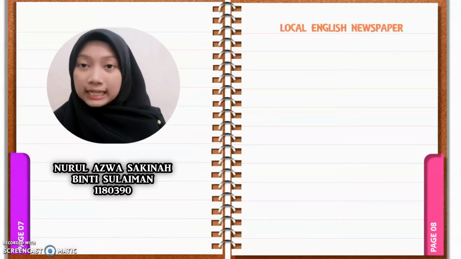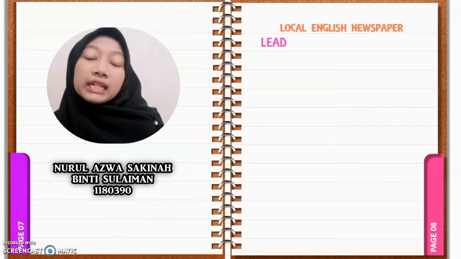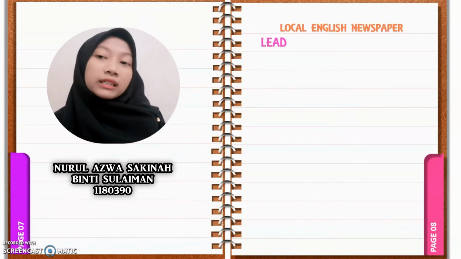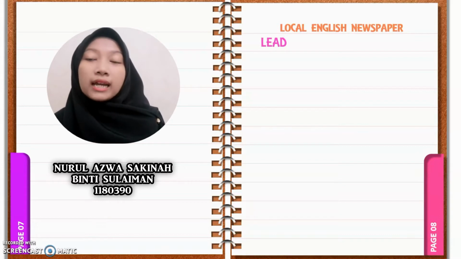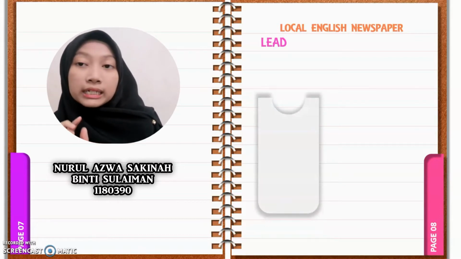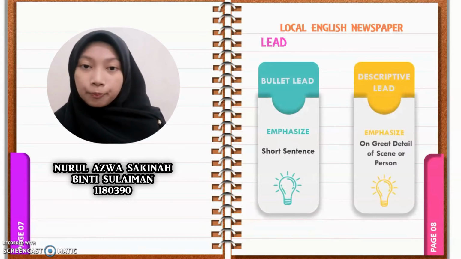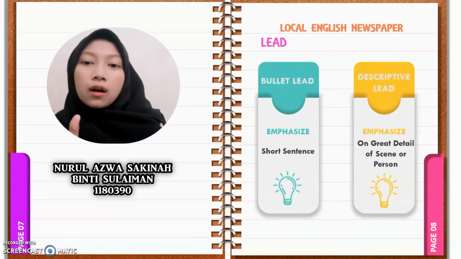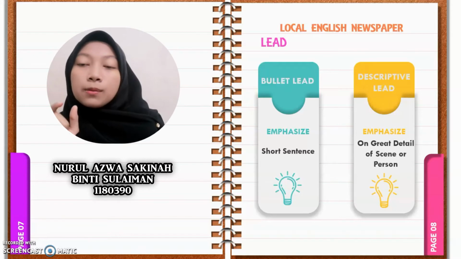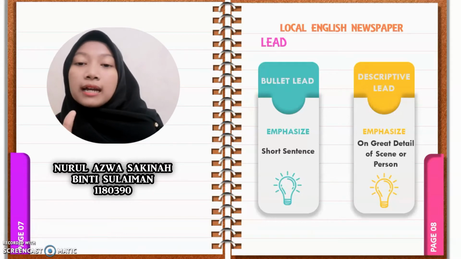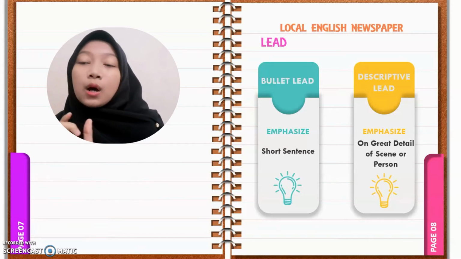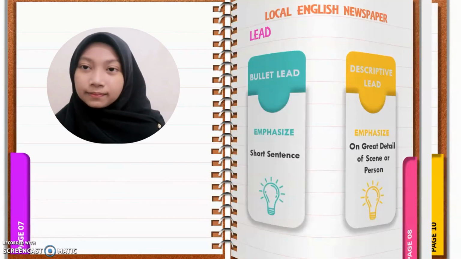Now we go to the lead. In these 5 English local news, there are several types of lead. But today I give an example in this English local news. There are the bullet lead and the descriptive lead. Bullet lead emphasizes short sentences, and descriptive lead emphasizes great detail of a scene or person.